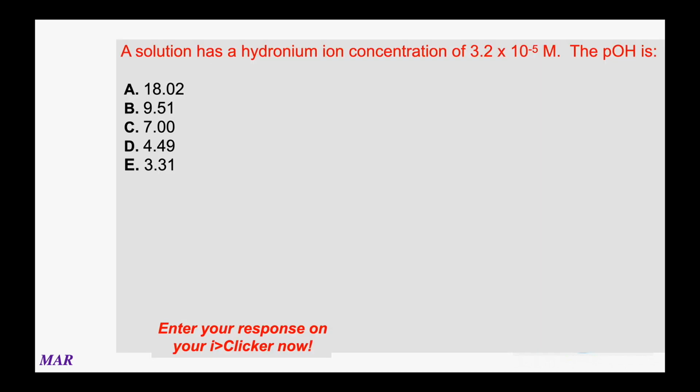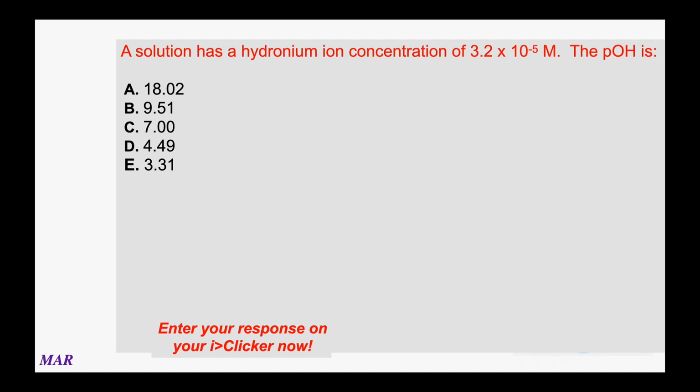Sorry about that. A solution has a hydronium ion concentration of 3.2 times 10 to the minus 5 moles per liter. What is the pOH? Okay, so there's a couple different ways that you can do this problem. So hydronium is the H3O plus, and we want to somehow get a pOH out of it. And so one way to do this would be to use Kw. Kw equals hydronium, that number, times hydroxide. You could solve for hydroxide, and then minus log of hydroxide would give you the pOH.